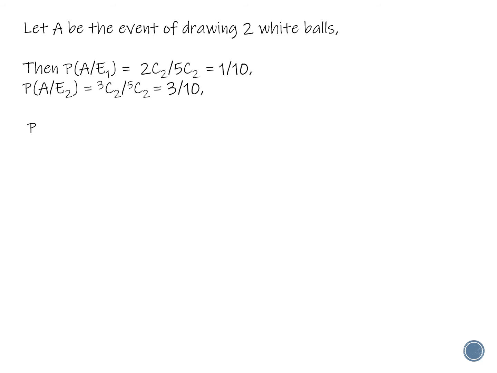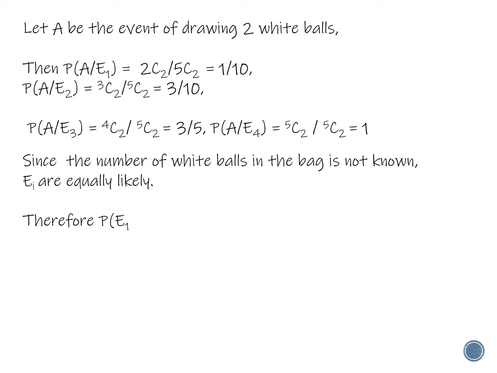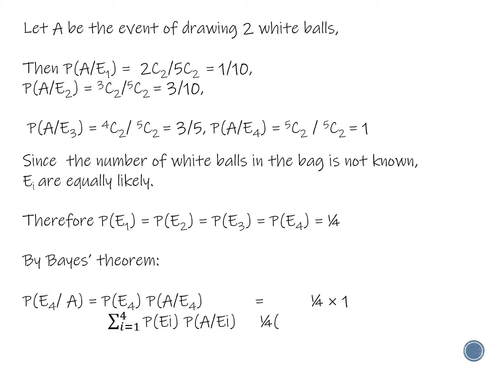Out of 5 balls, we have to choose 2 balls. So the exhaustive number of cases here is 5C2. Next we find the favorable number of cases. Out of 2 white balls, we have to choose 2 white balls. So that can be done in 2C2 ways. So probability of A given E1 equal to 2C2 divided by 5C2, that is equal to 1 by 10.